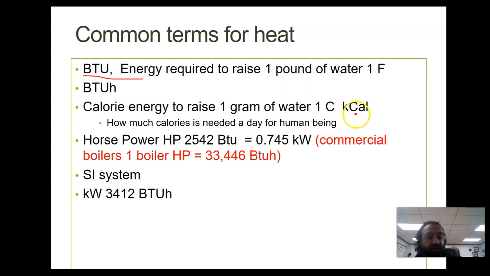And in food, we actually measure kilocalories. So it's kind of interesting just to know the conversion and how many calories are needed per day for a human being. Usually they estimate around 2,000 calories. Horsepower is around 2,542 BTUs. Commercial boilers go with the boiler horsepower. That's another thing which is different. It's almost 33,500 BTU per hour. So you'll see that with big boilers. The SI system, which is System International, is used by the rest of the world, but in the US we still use BTUs in the imperial system. So it's good to know the conversion between kilowatts and BTU.